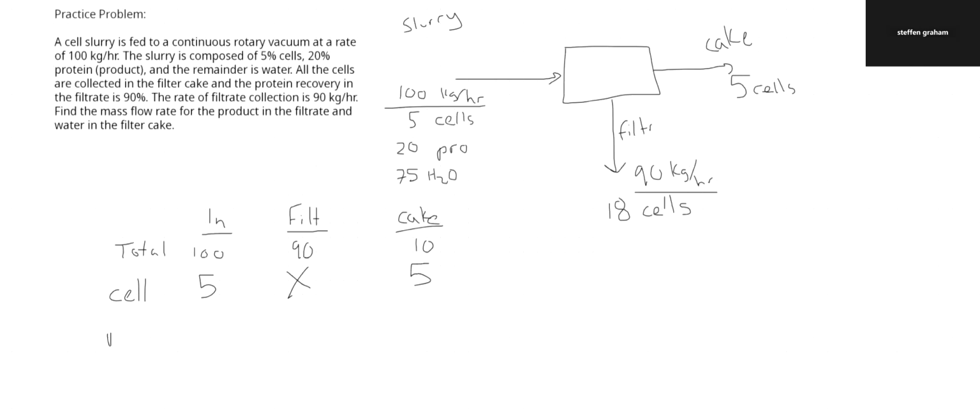For our protein, we had 20 kilograms per hour going in. The recovery in the filtrate was 90%. So that means there's 18 kilograms per hour in the filtrate. And then remember, in equals out in this problem where it's steady state. There is no reaction going on. In equals out. So in the cake, we have 2 kilograms per hour. And then finally, we have our water, where we had 75 kilograms per hour in.